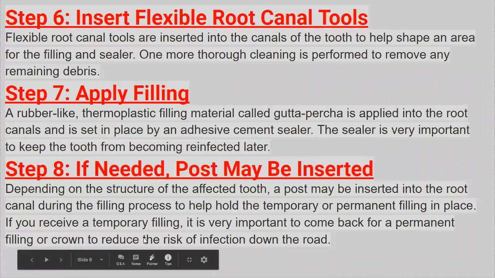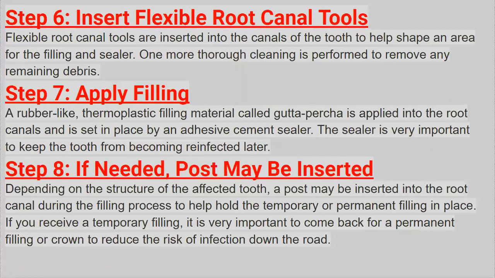A rubber-like thermoplastic filling material, which is called gutta-percha, is applied into the root canals and is set in place by an adhesive cement sealer. The sealer is very important to keep the tooth from becoming reinfected later.